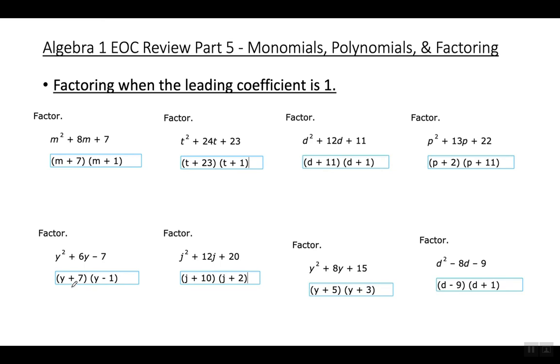Alright, over here, 7 times negative 1 is negative 7. 7 minus 1 is positive 6. Over here, 10 times 2 is 20. 10 plus 2 is 12.